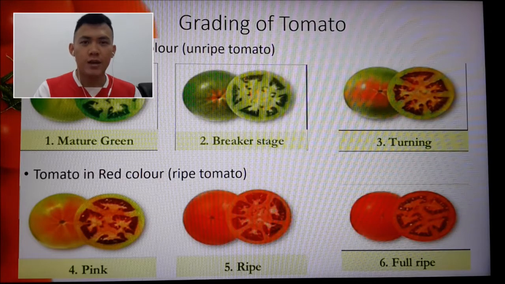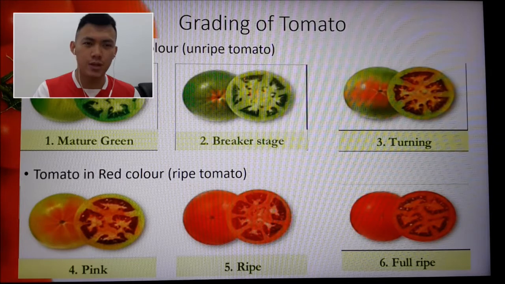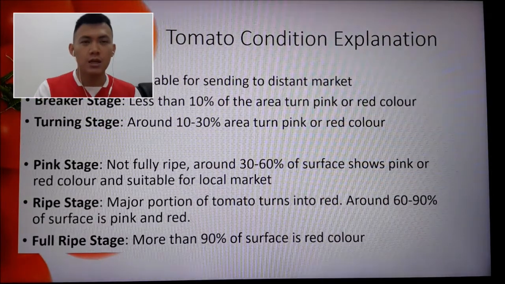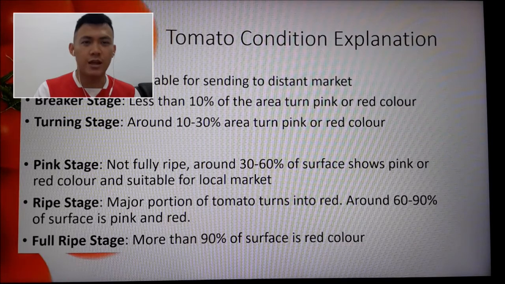The above is showing the tomato in green color, which indicates it is an unripe tomato. There are three stages, which are mature green, breaker stage, and turning stage. And the tomato in red color indicates the tomato is in the ripe condition. It has a pink condition, ripe condition, and full ripe condition. So this is the tomato condition explanation.